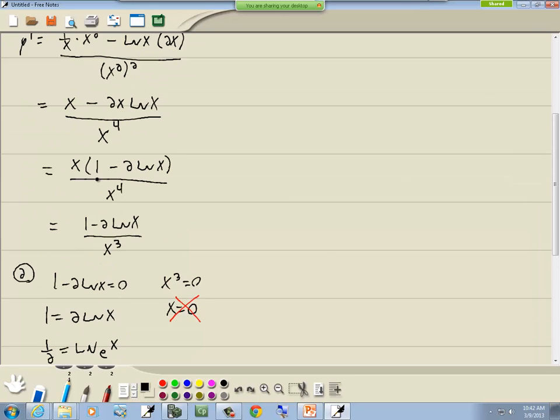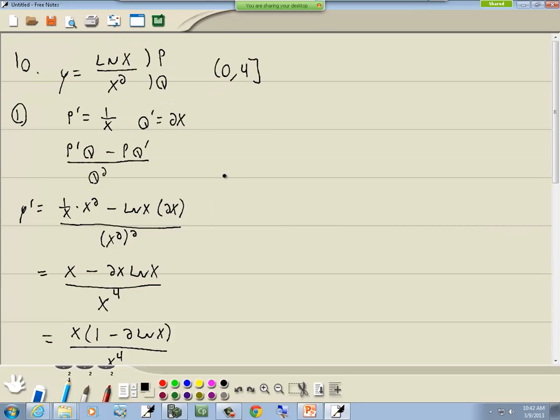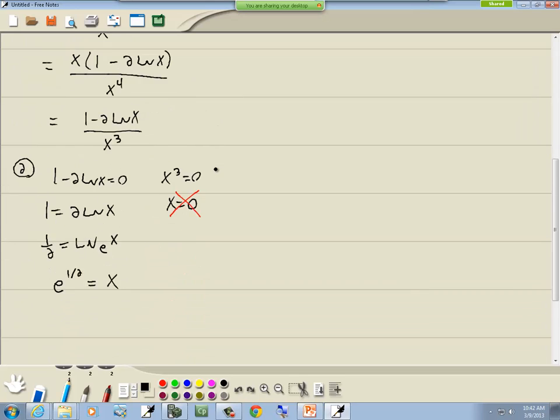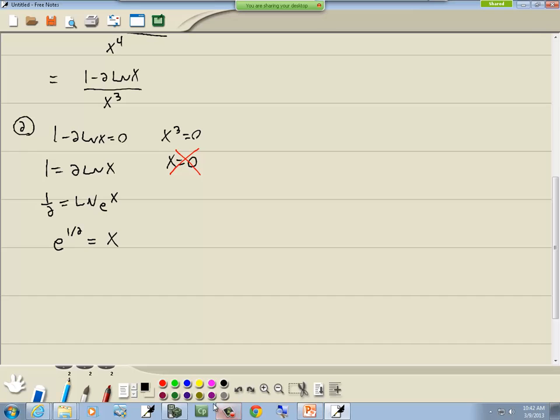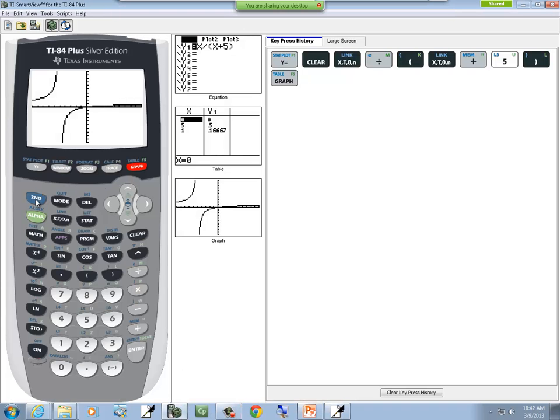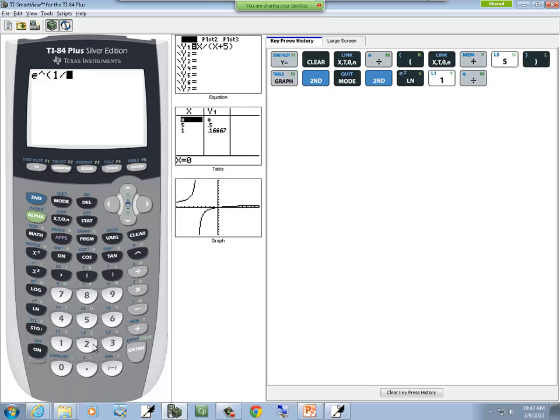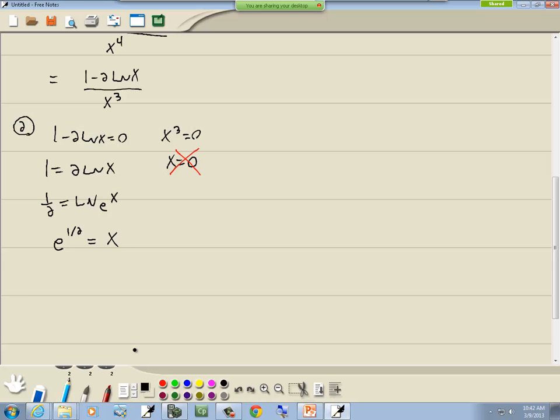The question is, is that in the range 0 to 4? So if I plug that in my calculator, e to the 1/2, exit out of the graph, and I'll do e, which is second ln, and then 1 divided by 2, gives us 1.65. So it is indeed in that interval.